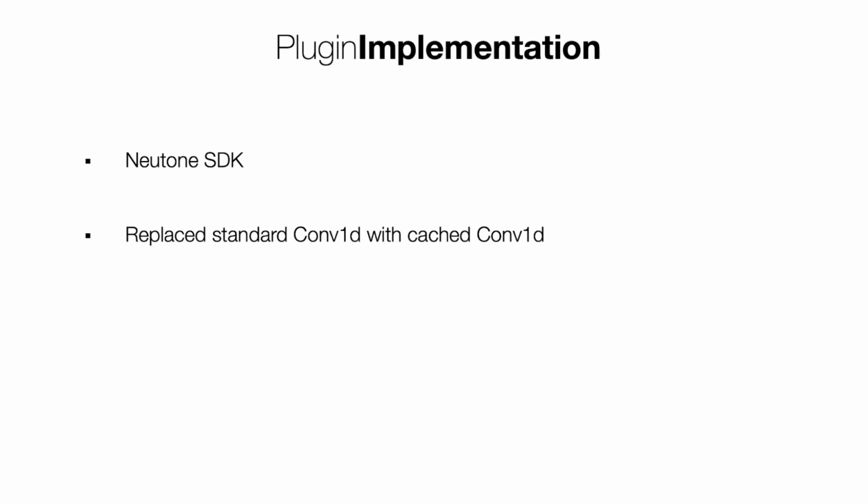The final architecture was trained for a couple of days, and to export the model, I opted to use the Neutone SDK, which required the 1D convolution layers to be replaced with cached convolutions so that the network could work with a continuous stream of frames while retaining the past context.